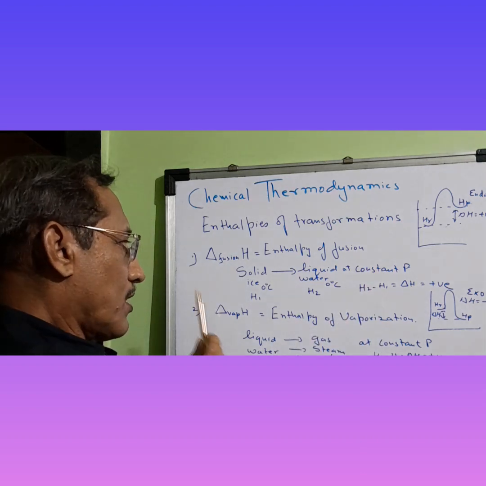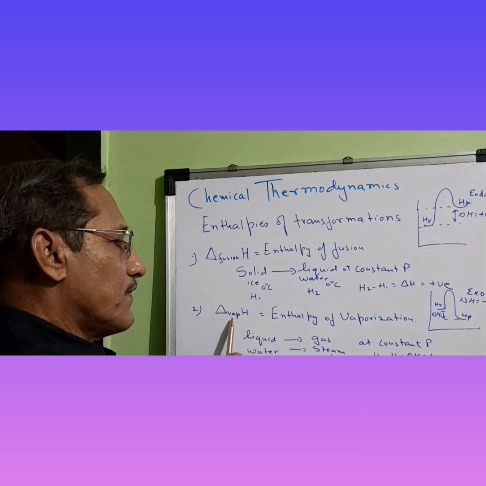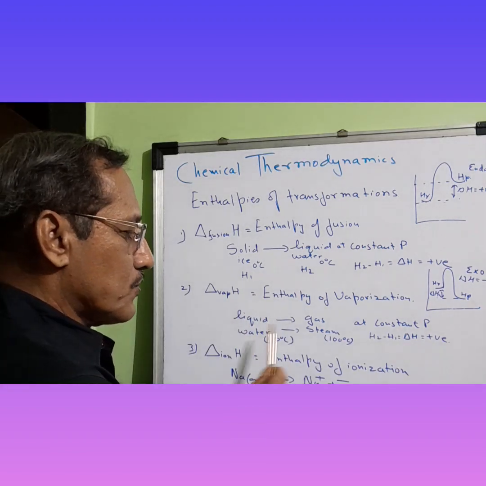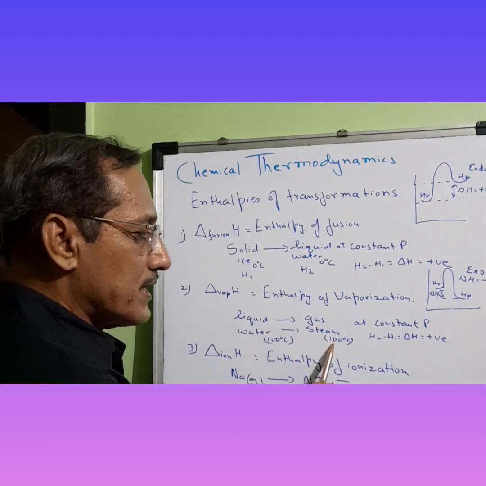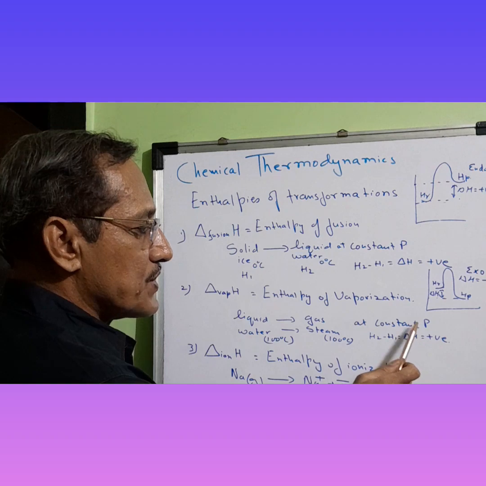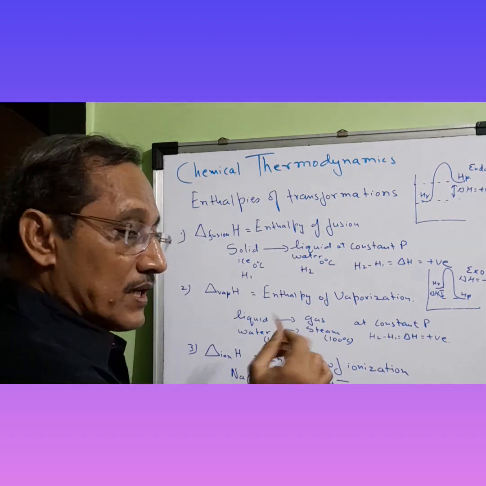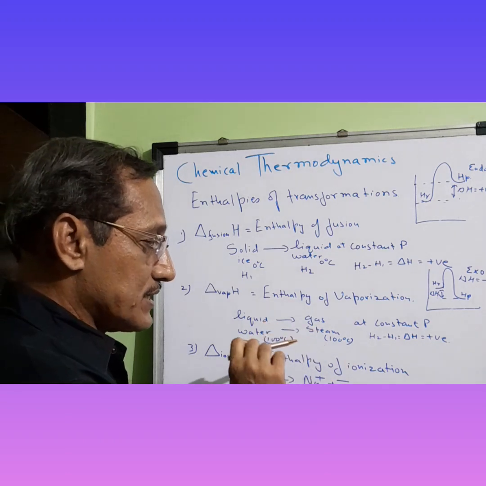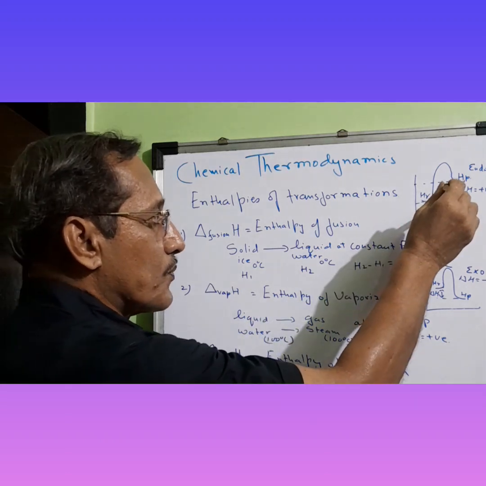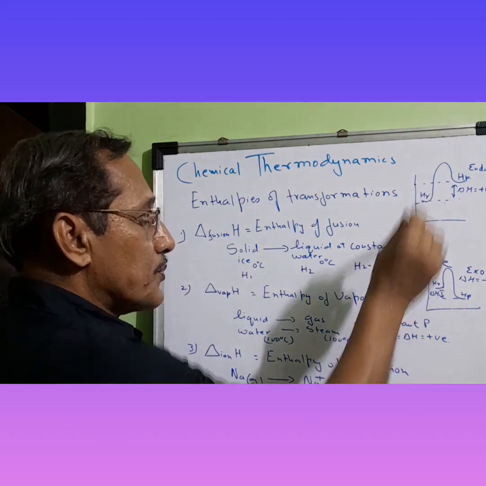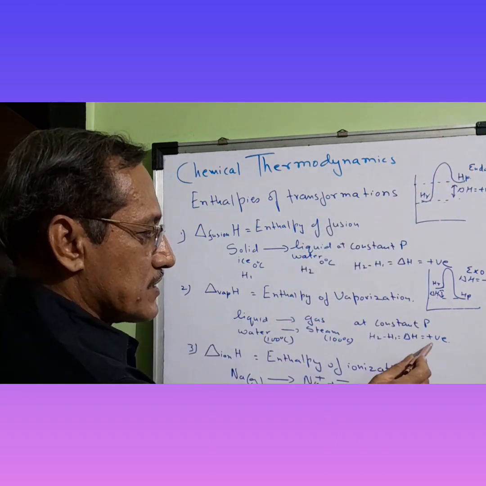Now when we talk about enthalpy of vaporization, the best example is water to steam, water at 100 degree to steam at 100 degree at constant pressure. Here also we have got to provide heat. Alright, we know that it's latent heat of vaporization which we have got to provide. So since the process requires heat, del H is positive.